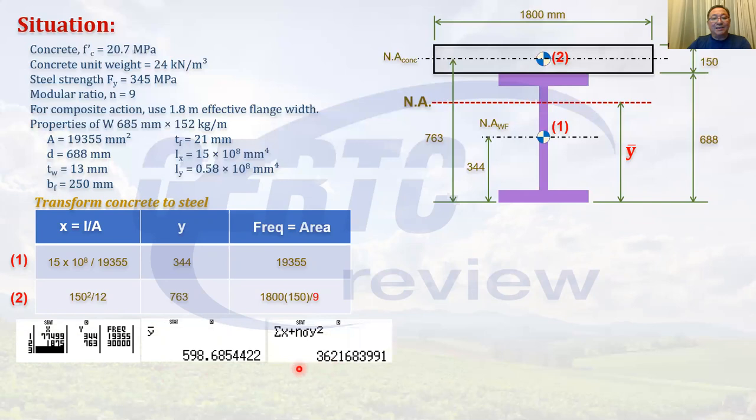598.68. And then, yung ating moment of inertia. Ito na. So, 598.68 o 0.7 na lang yung ginamit ko. So sa in other words, ito naman yung extreme concrete fiber from NA that will be 688 plus 150 minus barred Y. So that's 239.3. Check na lang ha. And then yung ating moment of inertia is 3622 times 10 to the 6 millimeters to the 4th power.